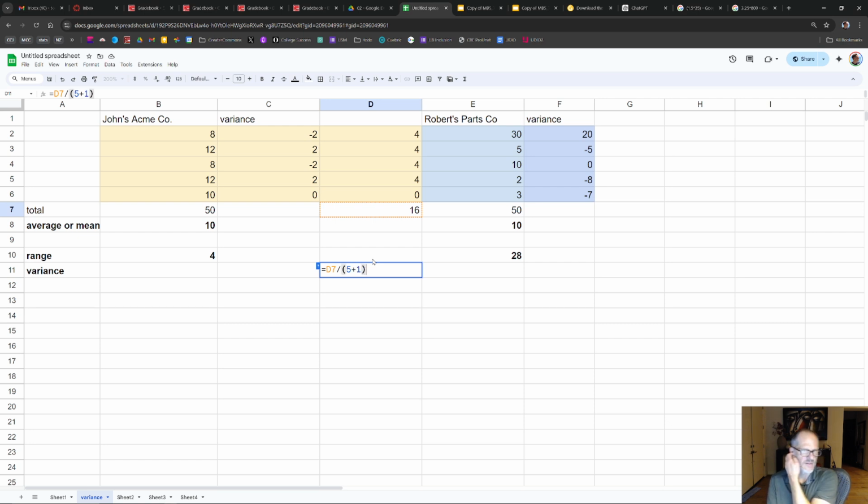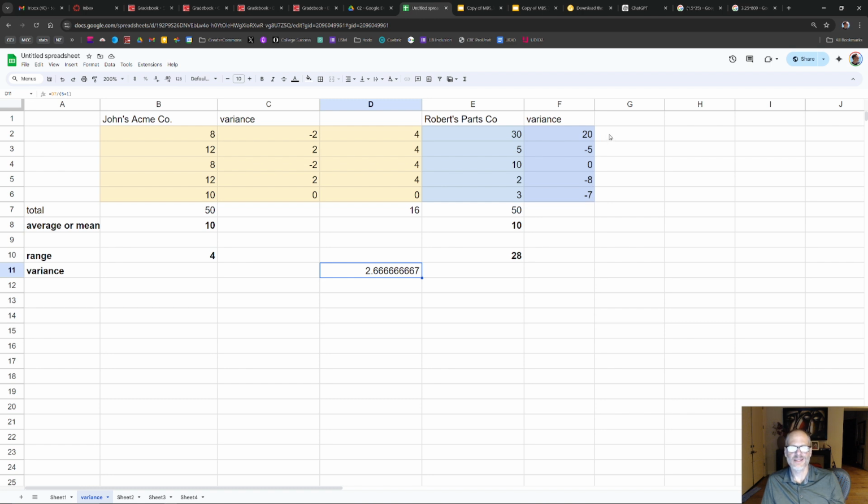If I divide this summation of the difference between the data point and the mean squared, which gives me these numbers, add all those up, and then divide that by n minus 1, that's how you calculate the variance. 2.67.